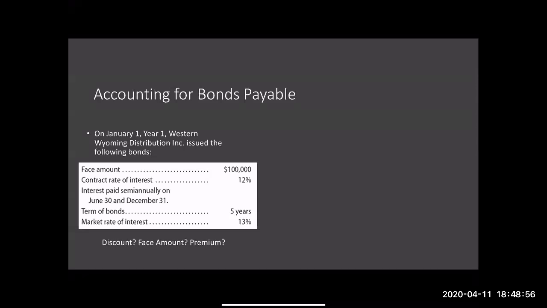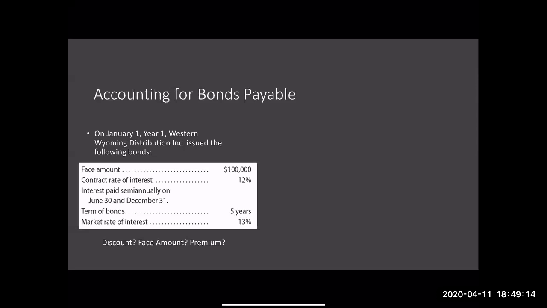So the first question we need to make sure we ask ourselves is, is this bond going to sell for a discount, the face amount, or the premium? So pause it, look through it. Remember, go through your definitions of which one is which, and let me know.